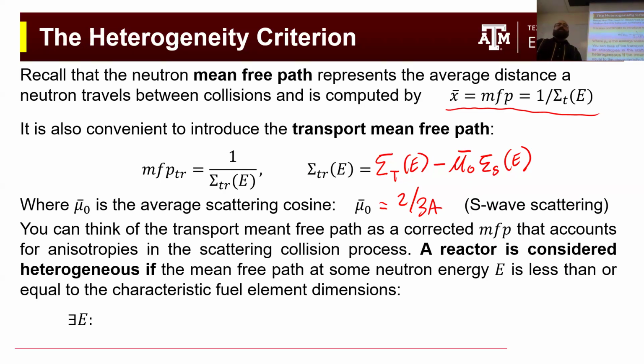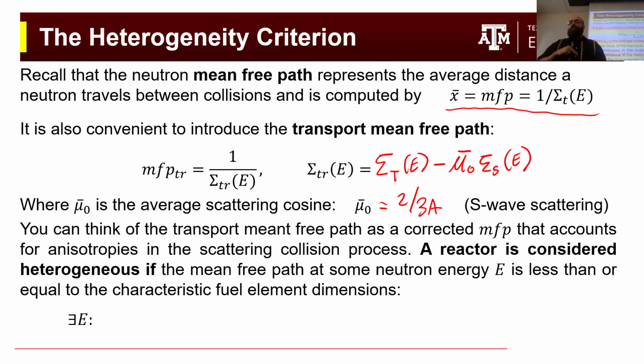If you're not given information about the nuclide to find mu0 bar, or about the transport cross section, you're okay to assume that the transport cross section is just the total. But in some contexts, if we have the information, we can compute the transport cross section. We could talk about the transport mean free path as well.